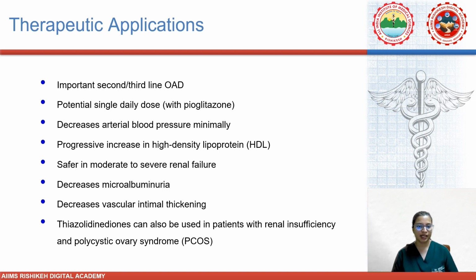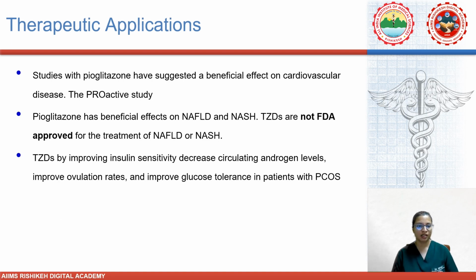They can also be used in patients with renal insufficiency and PCOS. Studies with pioglitazone have suggested a beneficial effect on cardiovascular disease. The main study is the PROactive study. Pioglitazone has beneficial effects on NAFLD and NASH patients as well, though they are not FDA approved for these diseases.